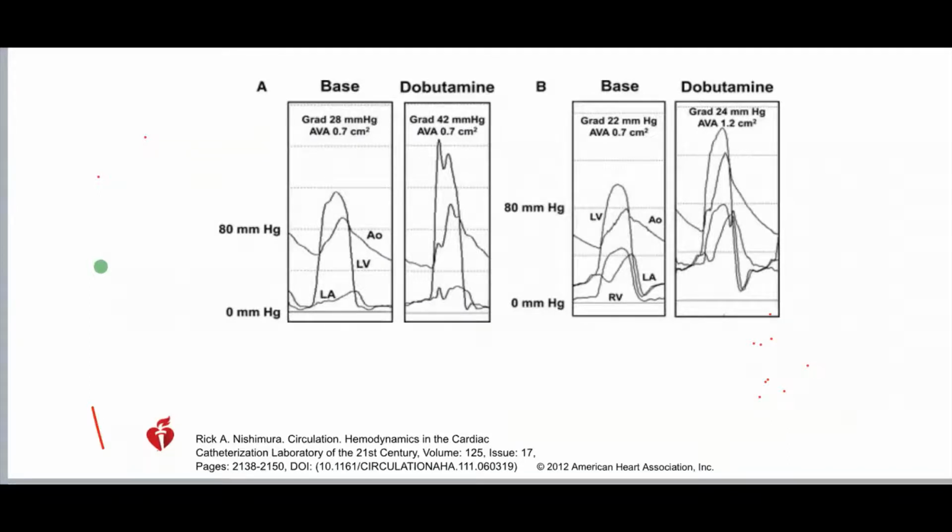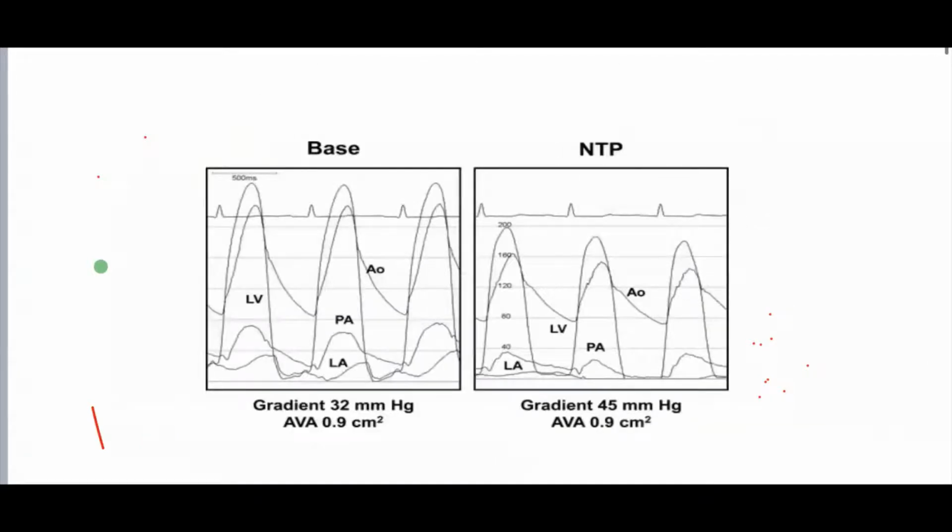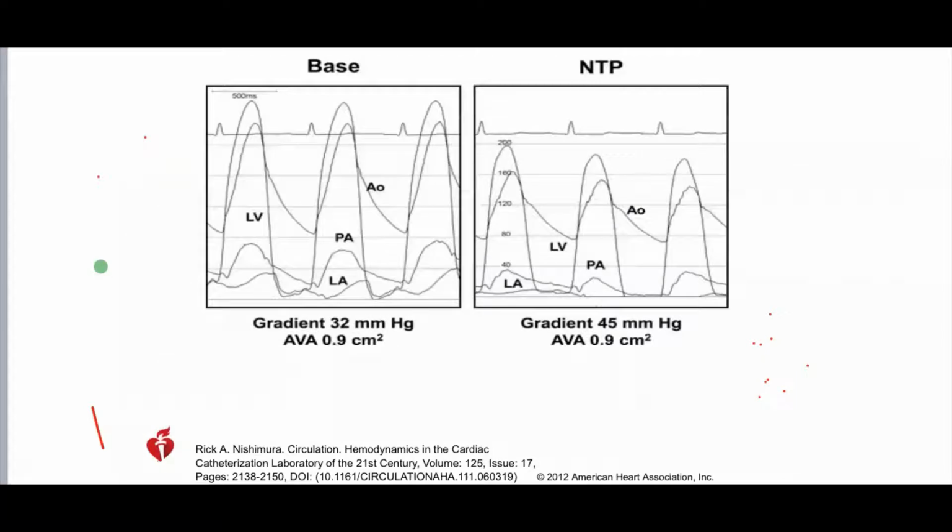Thank you so much. Okay, now this is a bit tough, but I think you can get it. What do you think about this patient at baseline? The gradient is 32, and the aortic valve area is 0.9. He was given nitroprusside, which is a vasodilator, and his gradient now is 45. Aortic valve area is 0.9. What is this? So what do you think about this? Think of it. I can give you 30 seconds. Think about it.